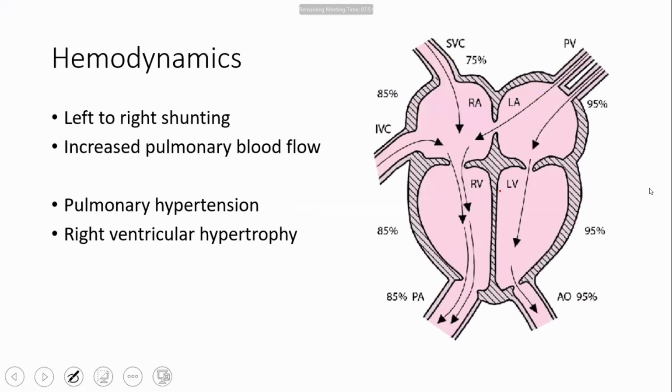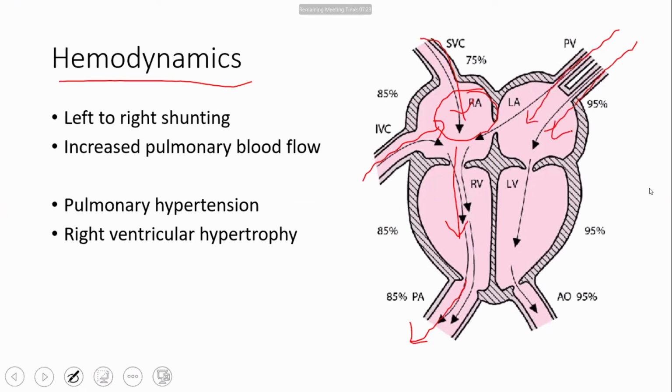Now hemodynamics. Remember this picture very carefully, because for all the septal defects and all the congenital heart diseases we will be referring to this. So what happens? Blood will enter from the superior vena cava and inferior vena cava into the right atrium. From the right atrium blood goes to the right ventricle. From the right ventricle blood goes to the pulmonary artery. From the lungs blood comes through the pulmonary vein to the left atrium. From the left atrium blood goes to the left ventricle, and then it will go into the aorta. This is your normal circulation.